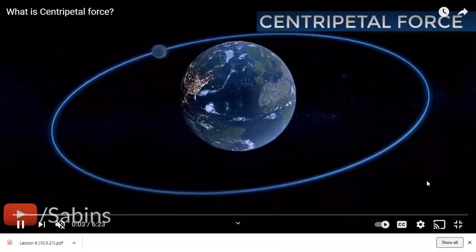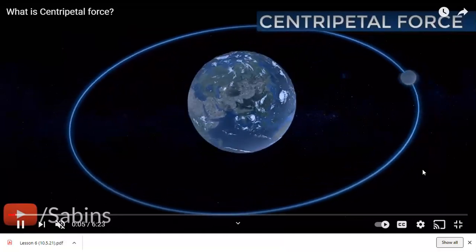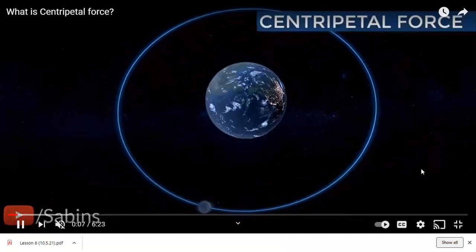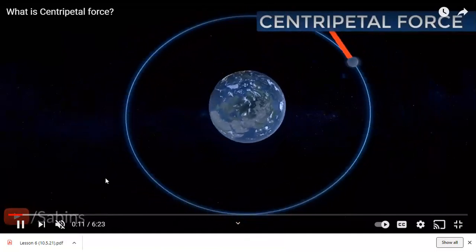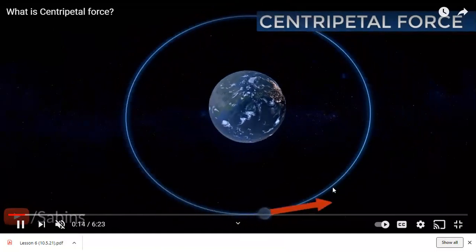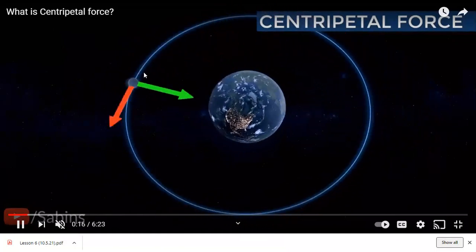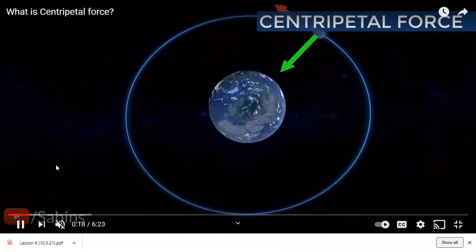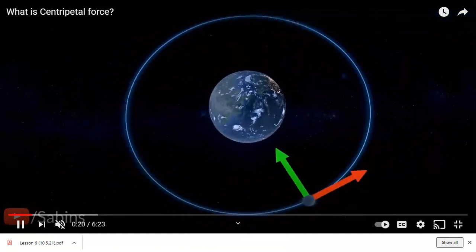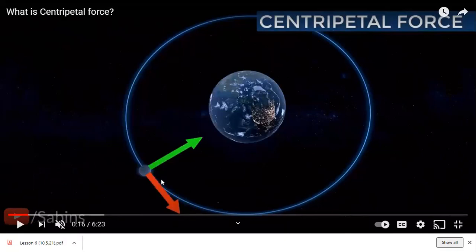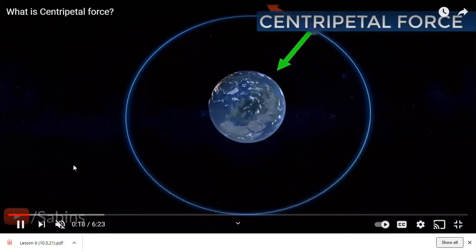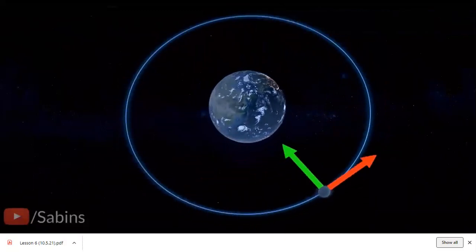Yes, students. Now see, this is the moon revolving around Earth. Velocity is acting outward tangentially, which I have shown with a red arrow, and a green colored arrow is representing centripetal force, which is acting along the radius towards the center of the orbit.